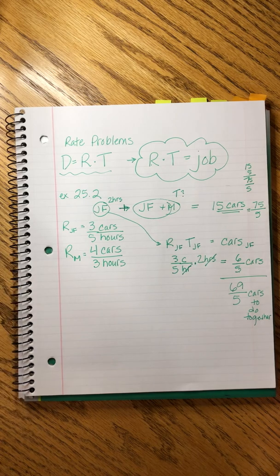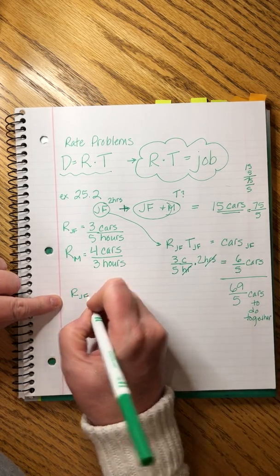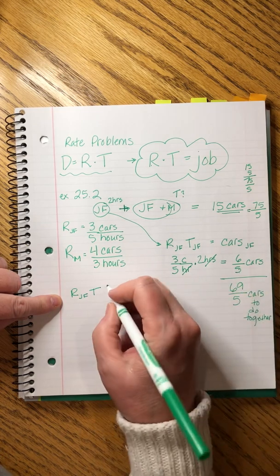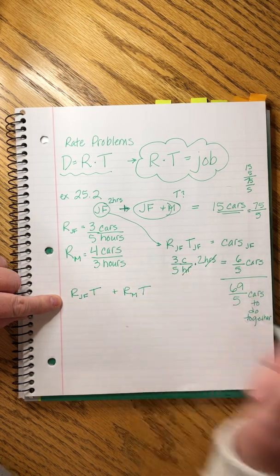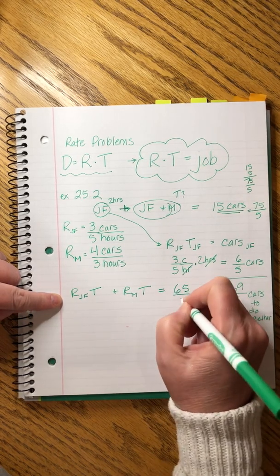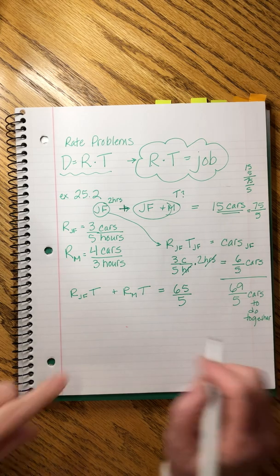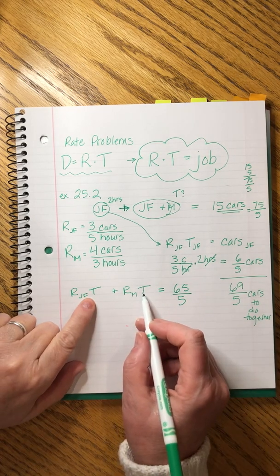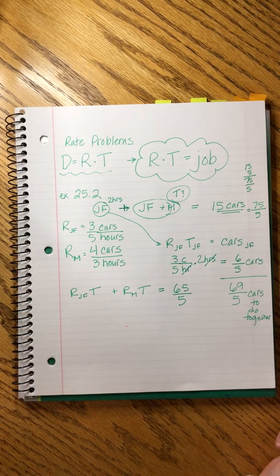Okay? So what that means is that the rate of Joe Frank times the time they work together plus the rate of Meryl times the time they work together has to equal 69/5 cars. Does that make sense? And this is the time together. And I'm just using a plain T to solve for that, right?